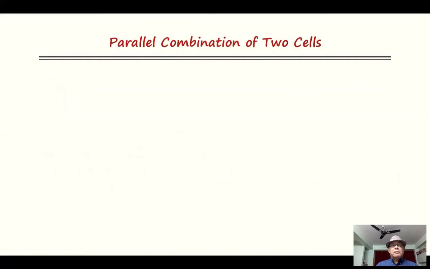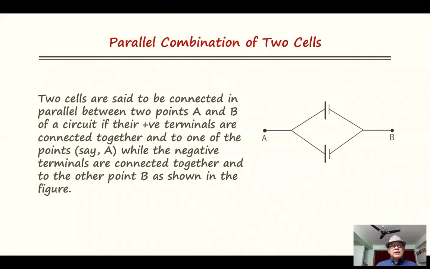Now come to parallel combination of two cells. Two cells are said to be connected in parallel between 2 points A and B of a circuit if their positive terminals are connected together and to one of the points, say A, while the negative terminals are connected together and to the other point B as shown in the figure.